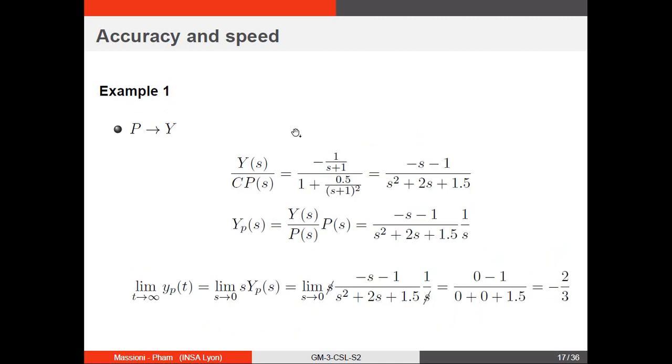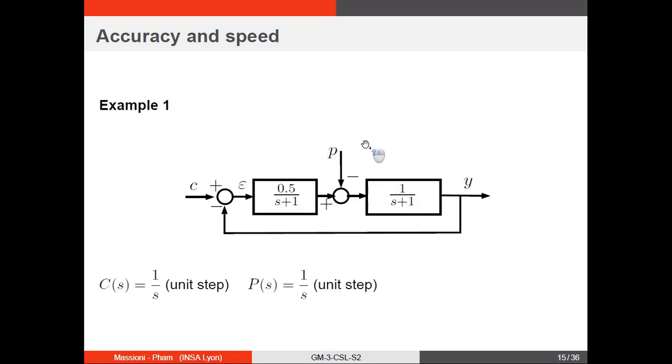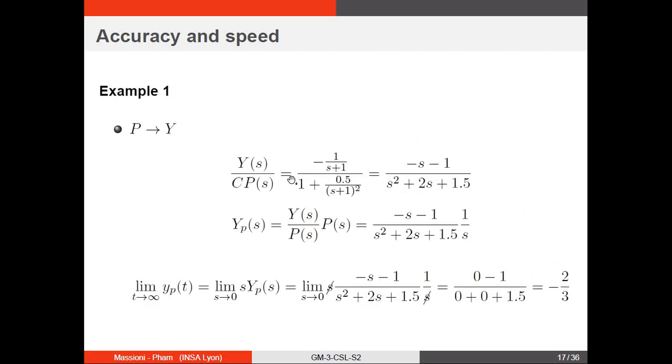As a function of p, if we have a step in p, we need to compute y over p. Which means that at the numerator you will have the direct line from p to y, which is minus, right? You go through a minus 1 over s, and then at the denominator 1 plus L. So if you work it out, you get this, and again we are stable because both criteria say so, and again you have the same denominator, no surprise, as we expect.